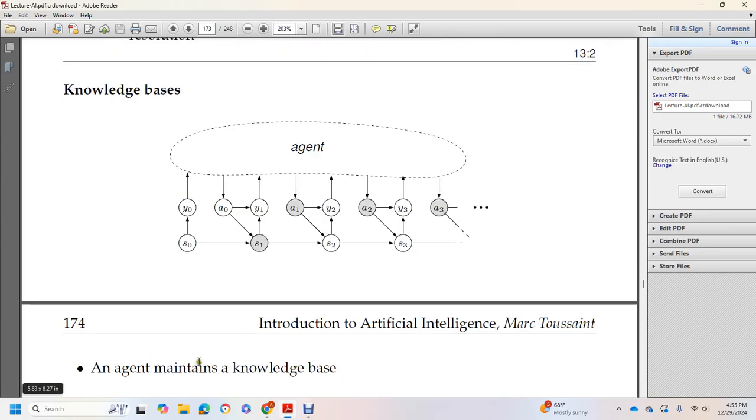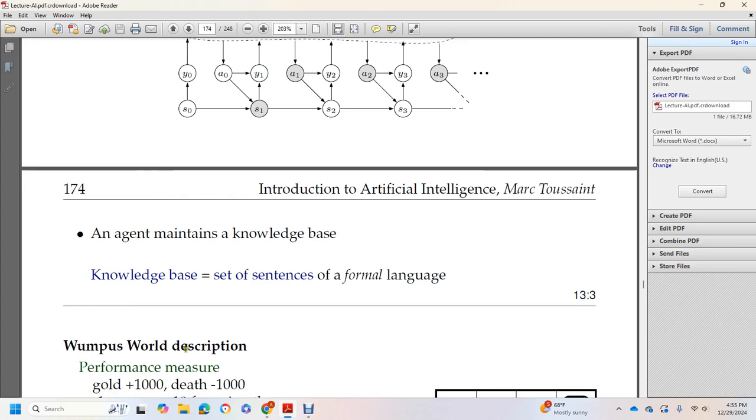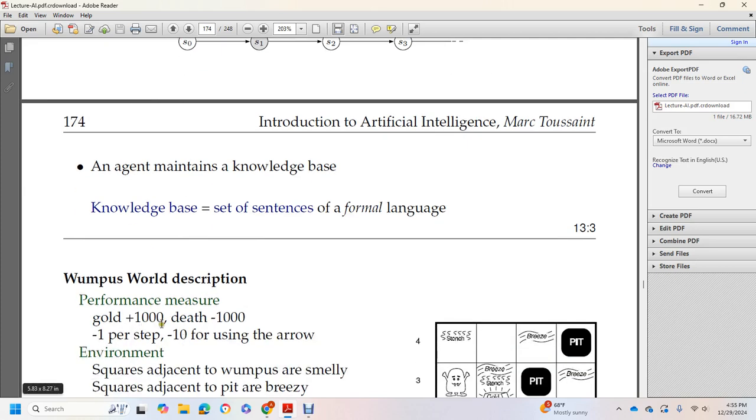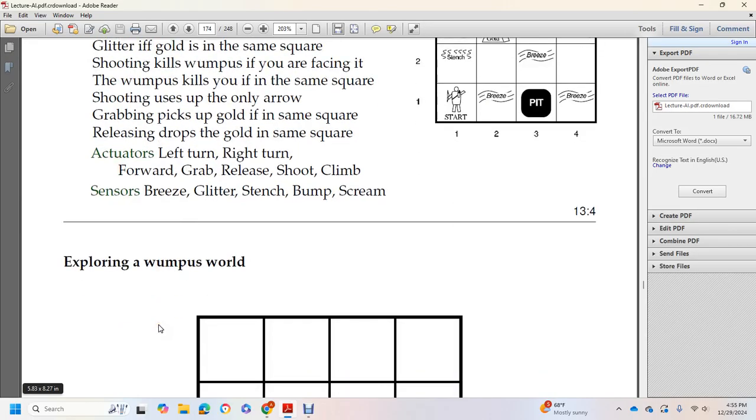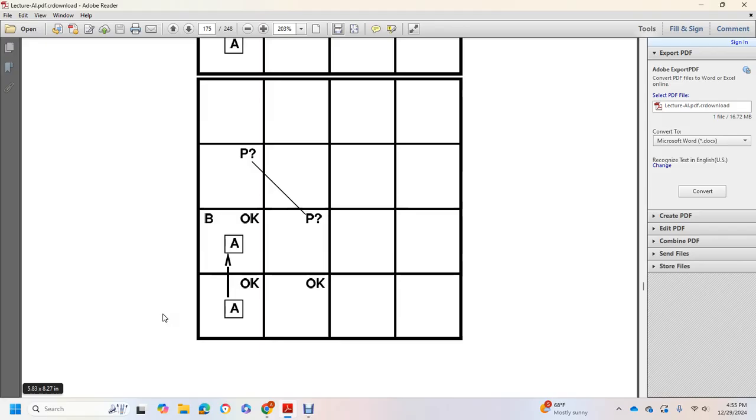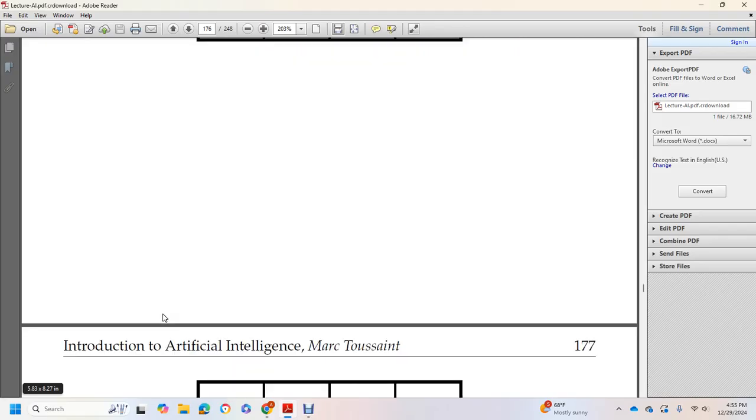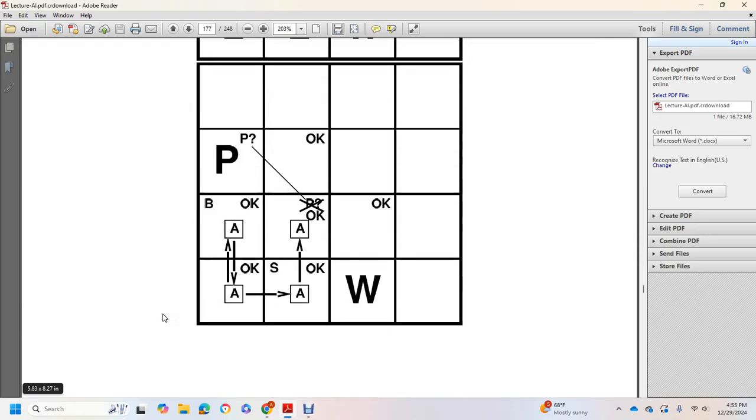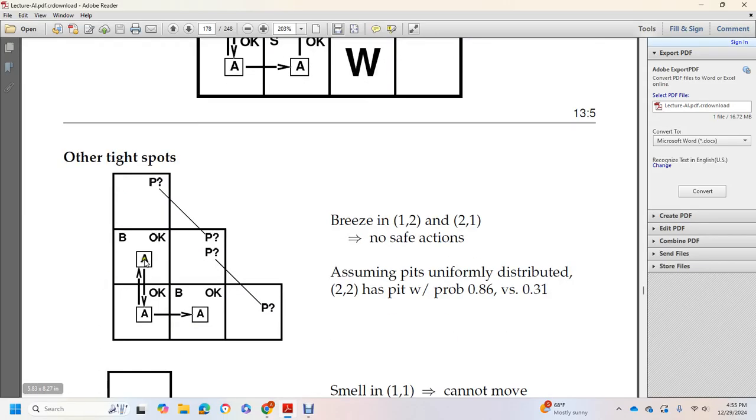Knowledge base. The agent maintains a knowledge base, which is a set of sentences in a formal language. The Wumpus world description: performance measure, environment, actuators and sensors, explorers of the Wumpus world.